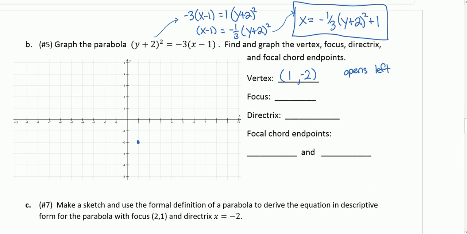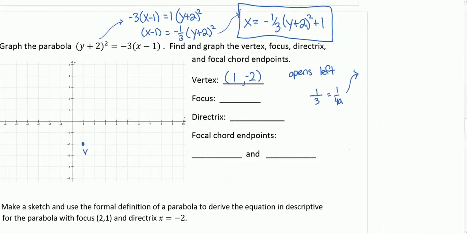We know this thing's opening to the left. I'm not going to sketch it yet, but that tells us that the focus is going to be to the left of the vertex. I'll label this V for vertex so I keep track of things. And to find out how far the focus is from the vertex, I'm going to take that negative 1/3, and actually we can ignore the negative. I'm just going to take 1/3, and I know that's equal to 1 over 4 times a, which tells me that 4 times a is going to be equal to 3. Divide by 4, you get a is 3/4.